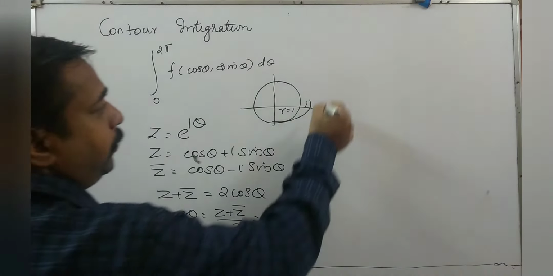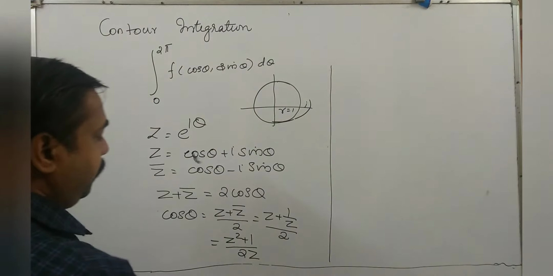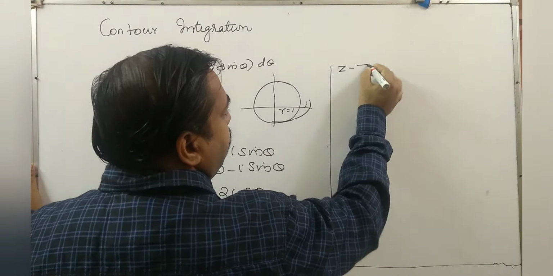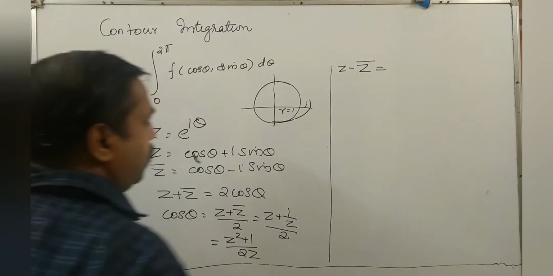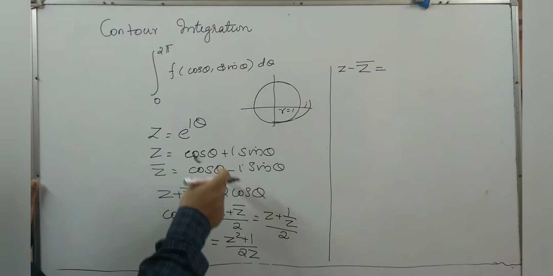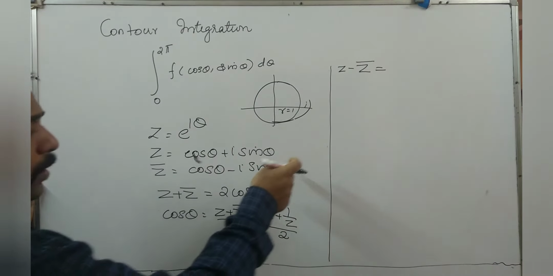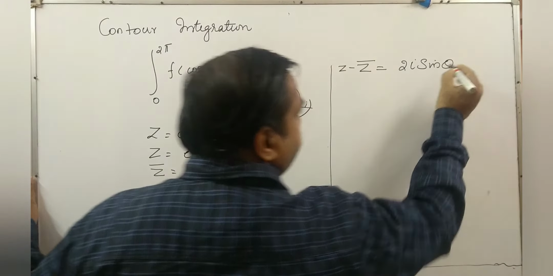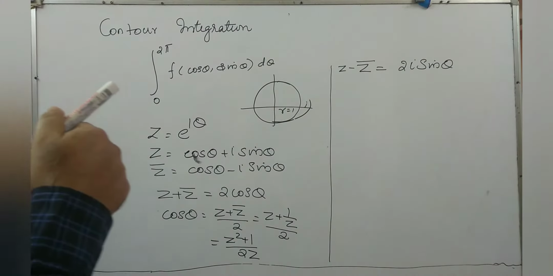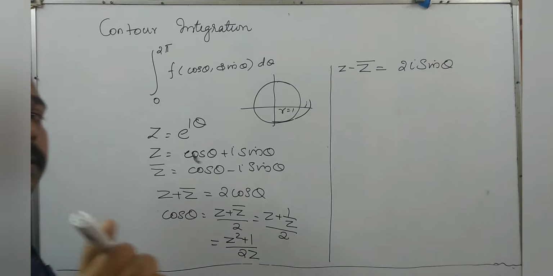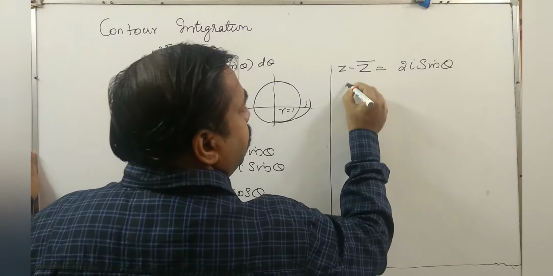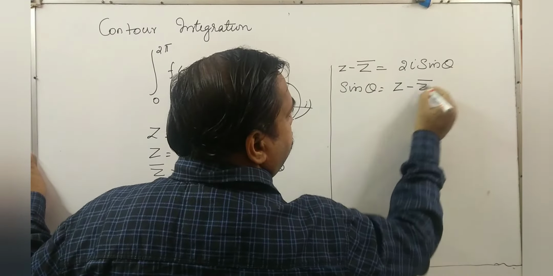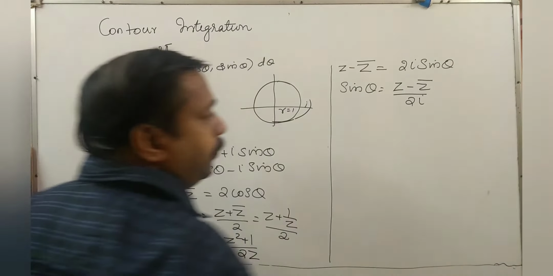In a similar way, if you subtract, what is z minus z bar? Here the cos theta cancels, and i sin theta plus i sin theta is 2i sin theta. So z minus z bar is equal to 2i sin theta. From this, sin theta is equal to z minus z bar divided by 2i.